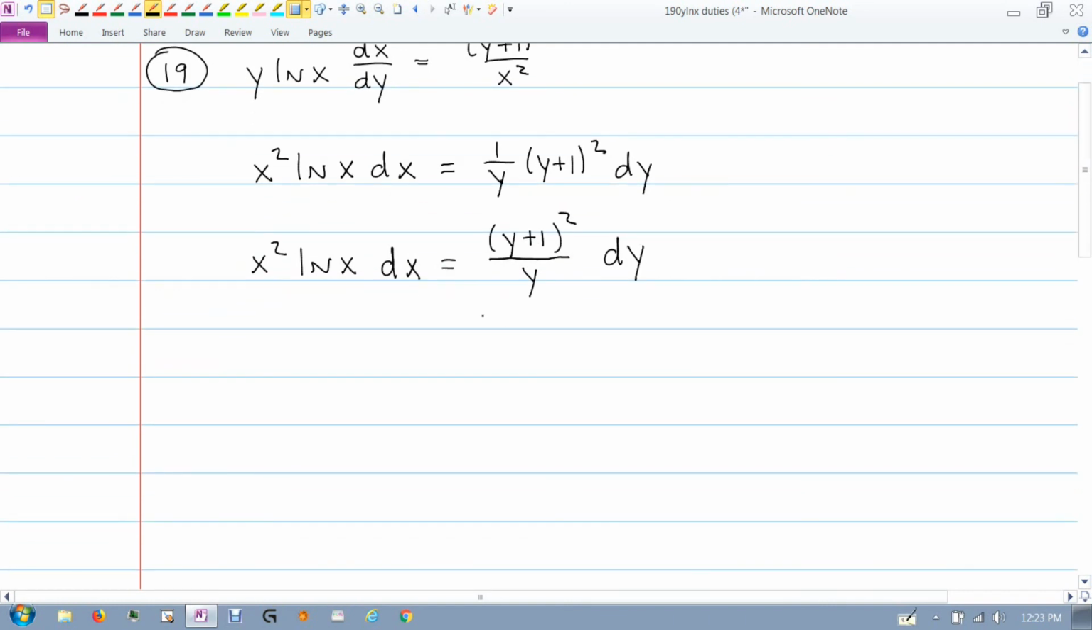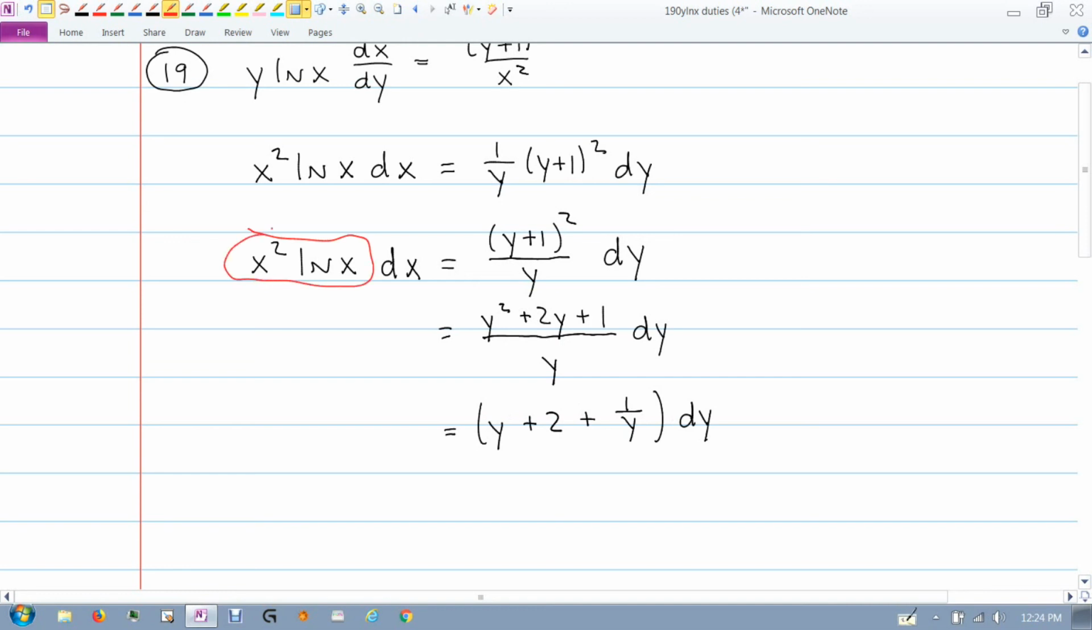Now on the right hand side, we can expand the numerator out to be that, and then over y dy. What's good about that is that I can split that up into 3 different terms. So this is going to be y plus 2 plus 1 over y dy. I can integrate each of those pretty easily. But on this one, to integrate that, oops, I haven't integrated yet, never mind, sorry. Let me just bring this down. Then we'll throw our integration in here.